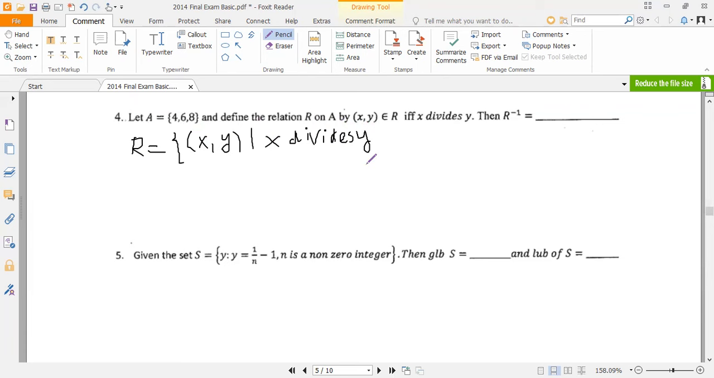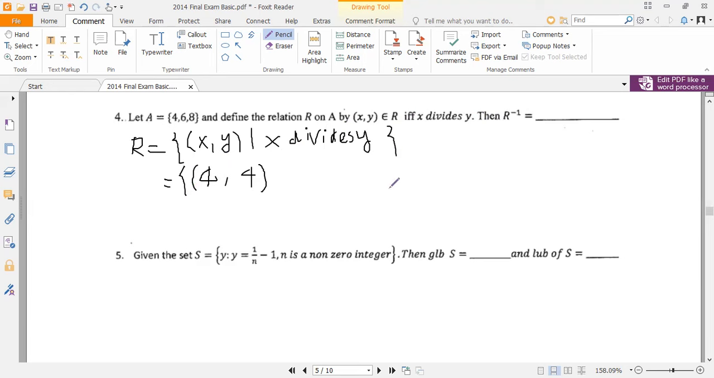So the relation is formed in such a way: x divides y. Before finding the inverse relation, let's find R first. By ordering those elements, 4 divides 4.